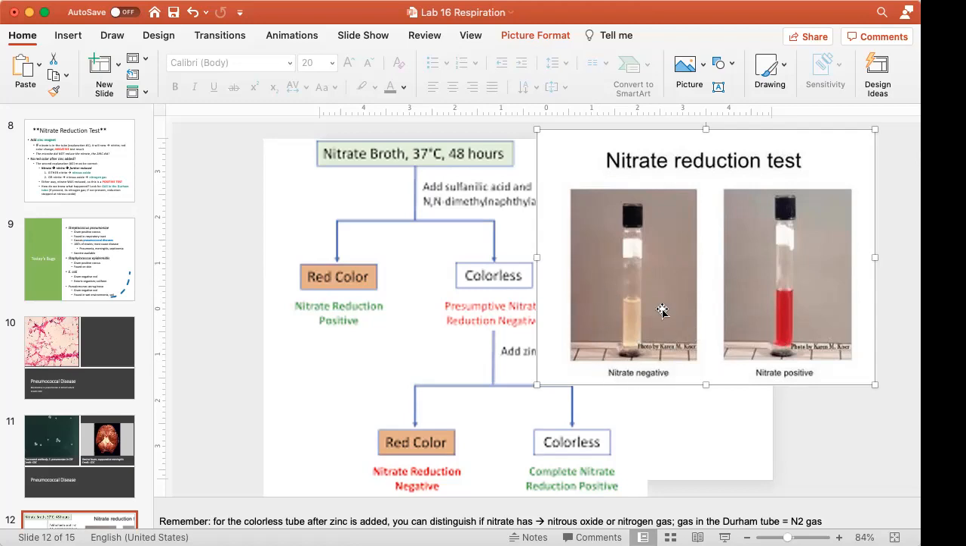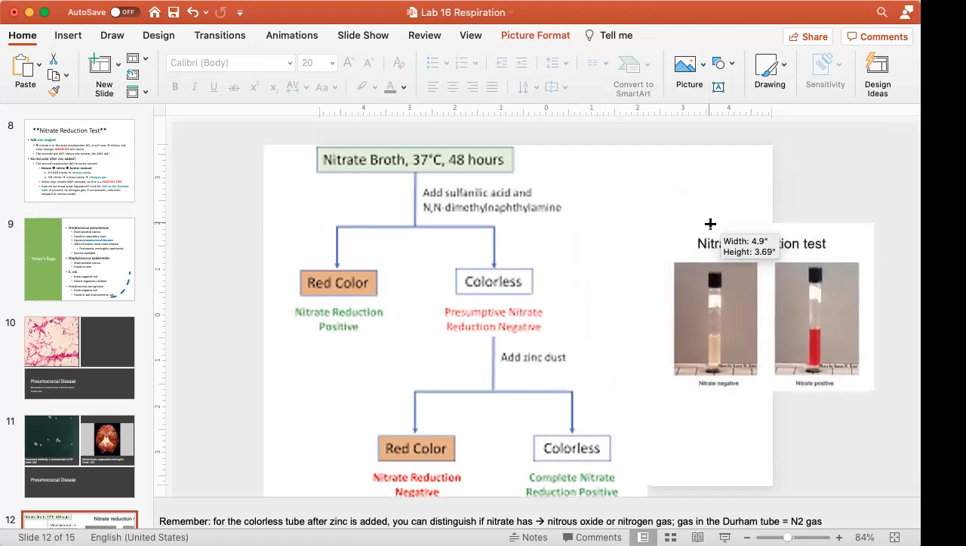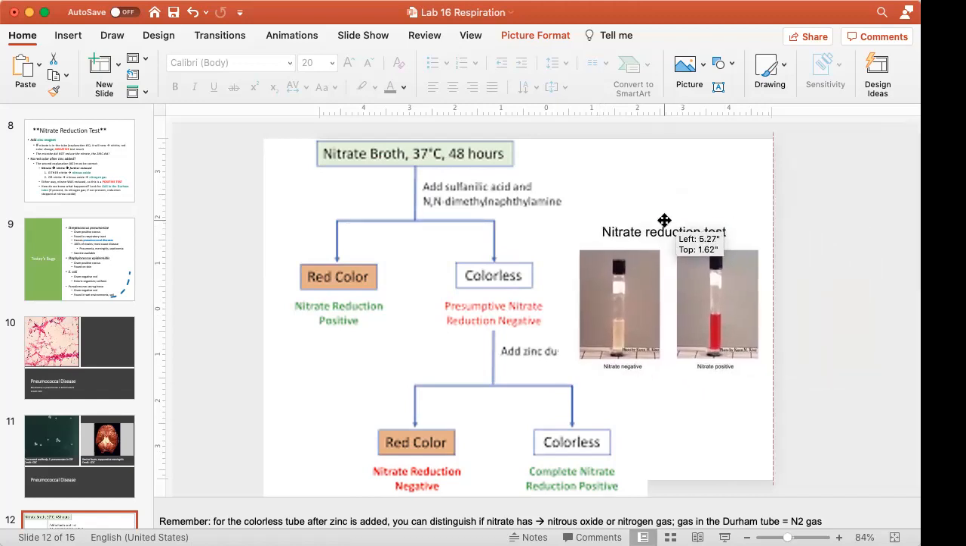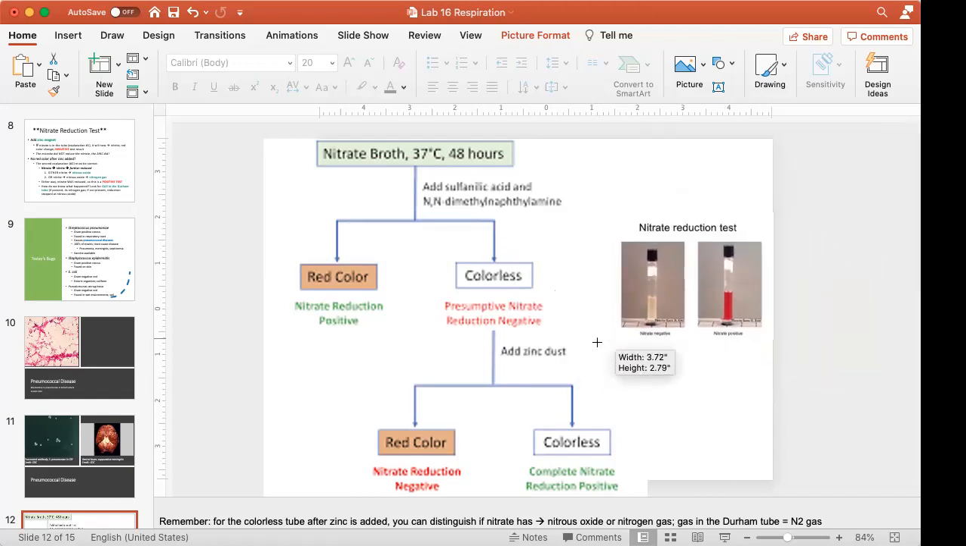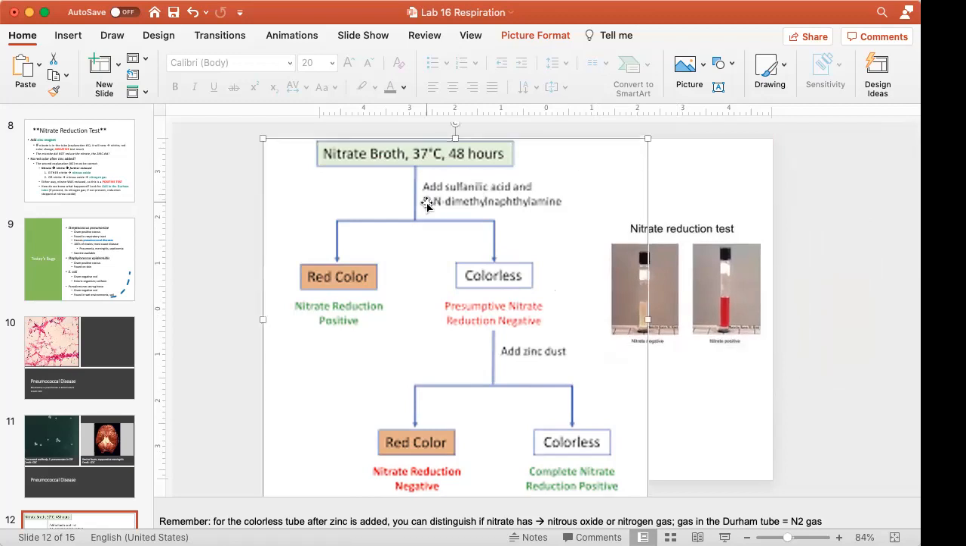Remember, I'm going to inoculate this tube. I'm going to incubate for a full 48 hours. When I take the tube out, I'm going to add reagents A and B. And I'm looking for this. I'm looking for the red color change. This is a flow diagram to show us how we conduct the test. Now, this particular flow diagram names reagent A and B. Don't worry about these names. You don't need to know these for me. Just know that the first thing you're going to do is add reagents A and B.